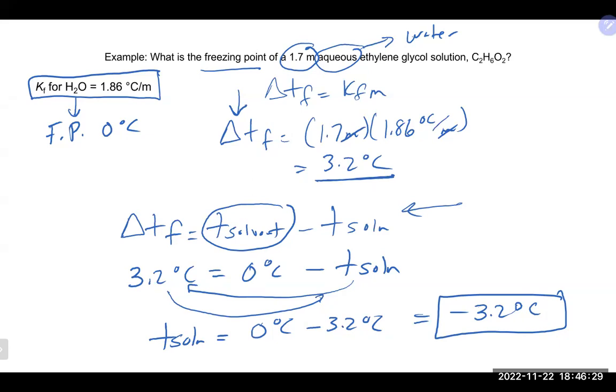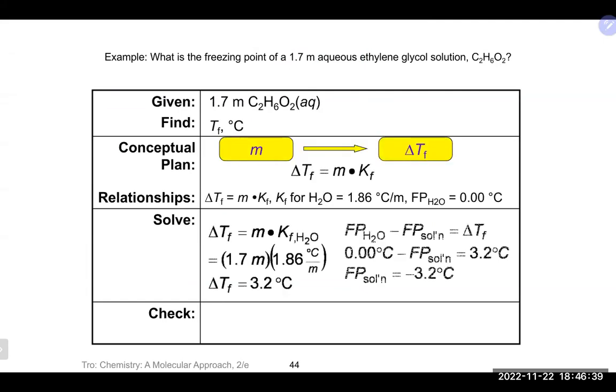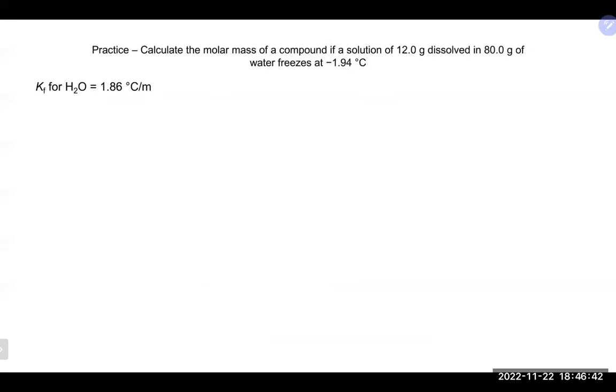All right, so again, the addition of the ethylene glycol lowers the freezing point of our water from 0 degrees to minus 3.2 degrees Celsius. There we go. All right, so I want to try this one.